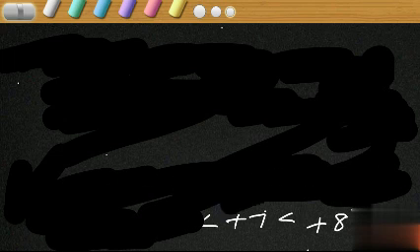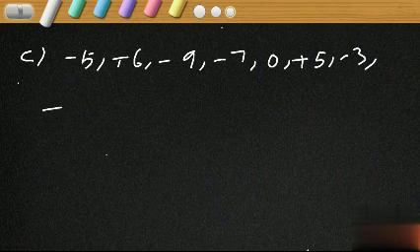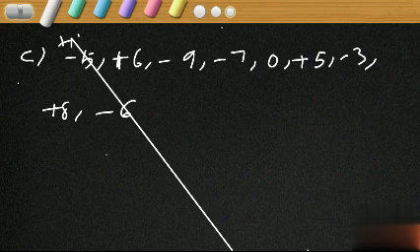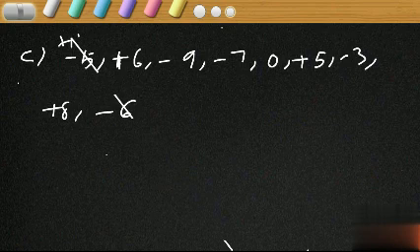C and D are homeworks. In C, the given numbers are, write down C. C, the given numbers are minus 5, plus 6, minus 9, minus 7, 0, plus 5, minus 3, plus 8, minus 6. See homework, sometimes it happens like this, okay. See homework, don't strike it out, okay.